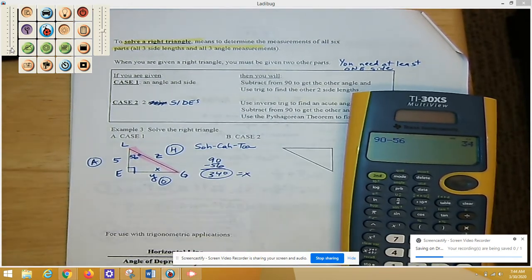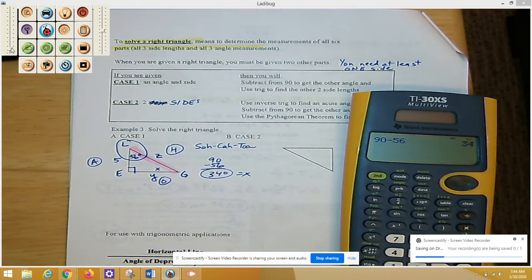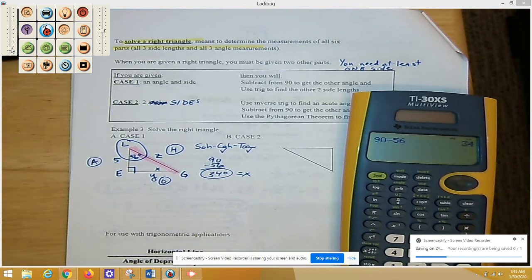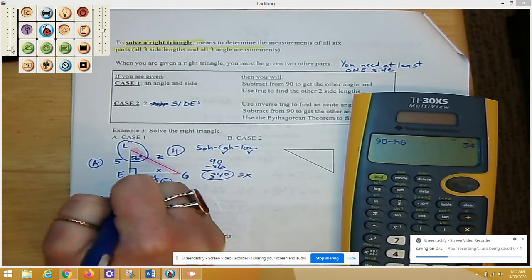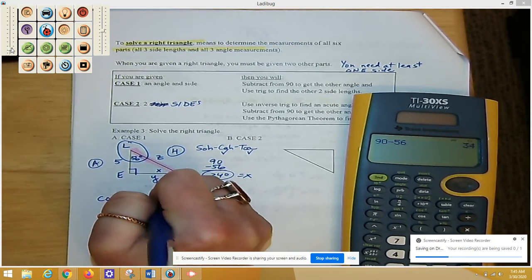But you always have to pick your acute reference angle. So I'm going to pick angle L, and that is going to be my acute reference angle. And now I want to look at which side or sides I know. In this case, I know the adjacent. So you actually have a couple of options here. I'm going to go ahead and do cosine first. So I'm going to say the cosine of 56 degrees equals 5 over Z.